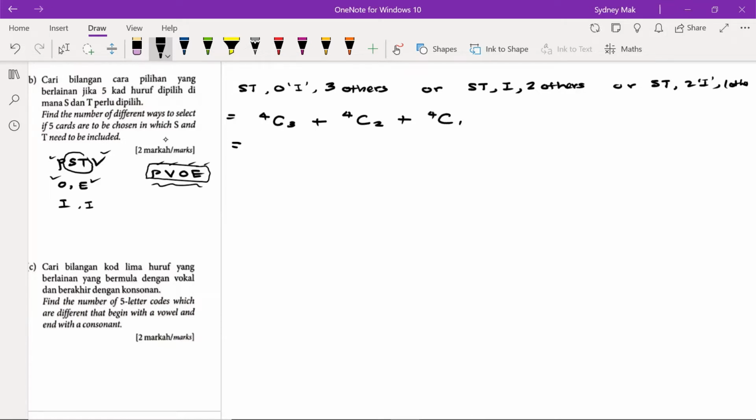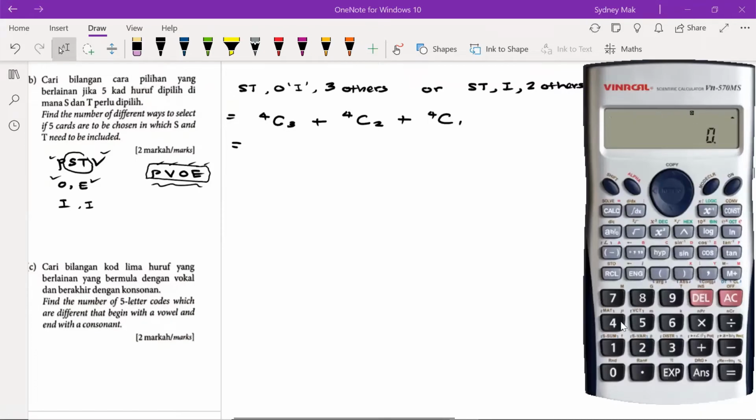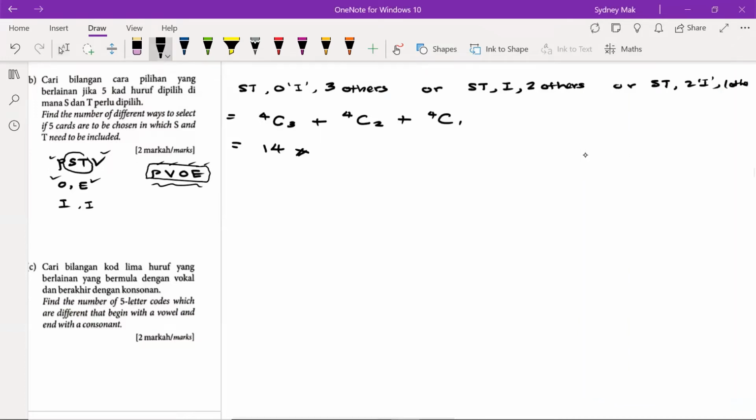So all in all, we can use the calculator to find the value. 4C3 plus 4C2, and then plus 4C1. Okay, there are 14 ways to make the choice.